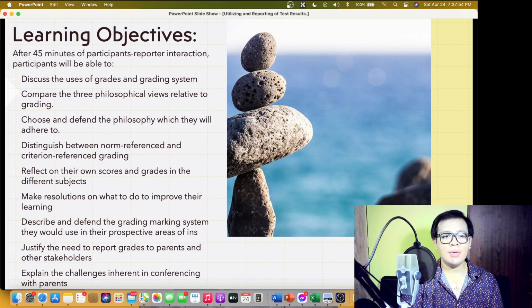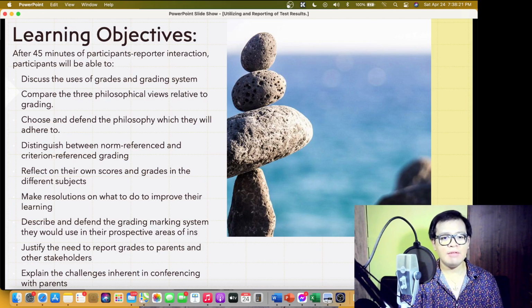and grading system. Number two, compare the three philosophical views relative to grading. Number three, choose and defend the philosophy which they will adhere to. Number four, distinguish between norm-referenced and criterion-referenced grading. Number five, reflect on their own scores and grades in the different subjects. Six, make a resolution on what to do to improve their learning.